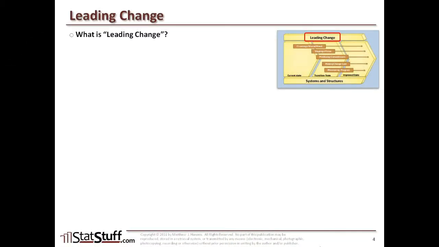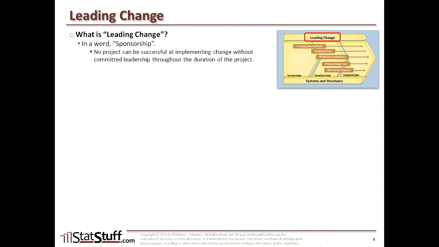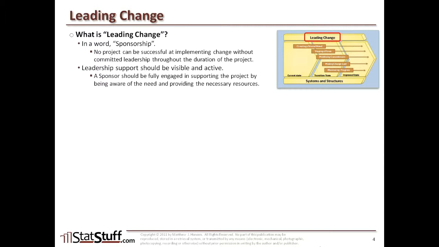Well, what do we mean by leading change? Well, in one word, it's sponsorship. So no project can be successful at implementing change unless we have committed leadership throughout the whole duration of the project. Leadership support should be visible and very active. So sponsors should be fully engaged in the way that they support the project by being aware of the need and providing the necessary resources in order to make the project successful.